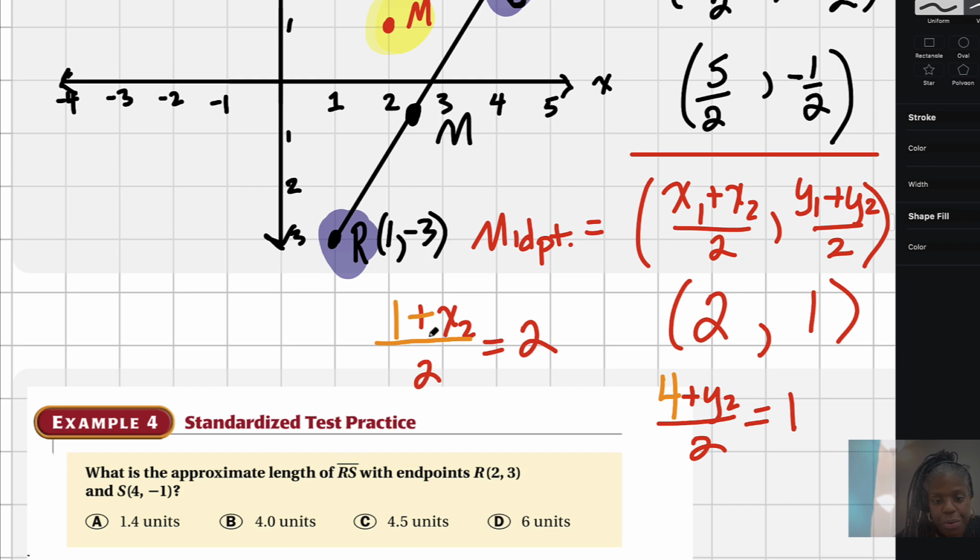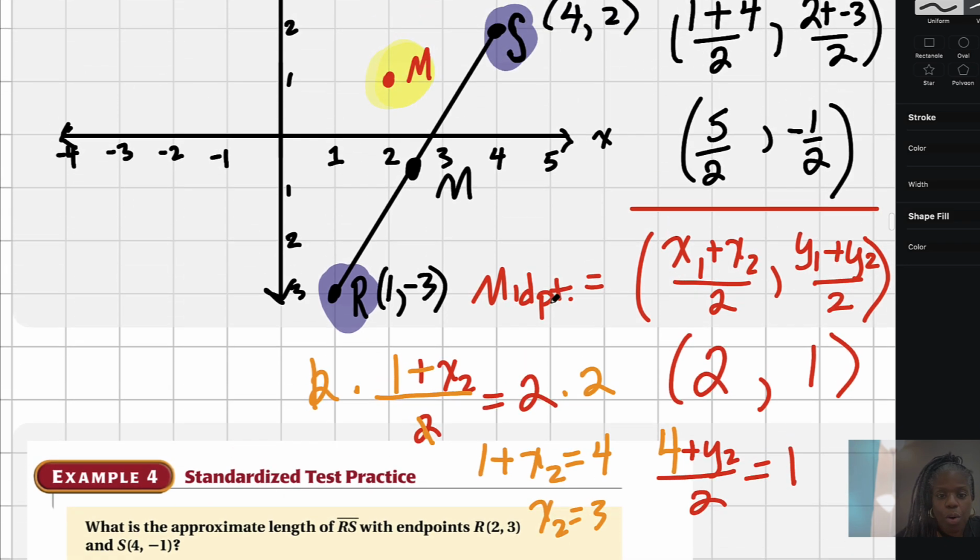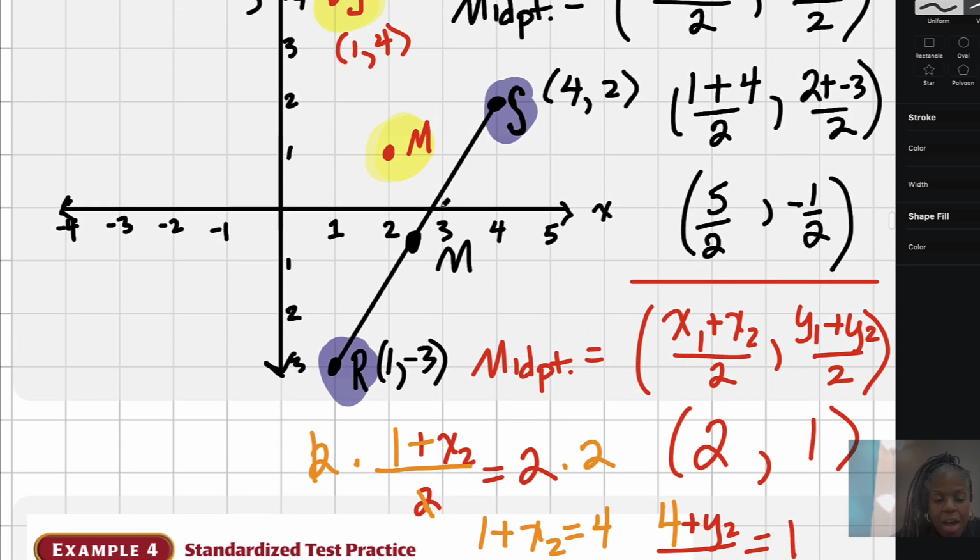Here's what you can do. Multiply both sides by 2, because what you do to one side, you've got to do to the other. And you get 1 plus x sub 2 is equal to 4. Now you solve that. Subtract 1 on both sides, and you'll see that x sub 2 is equal to 3. So I know that the x term of our new point, or our endpoint, is going to be 3.